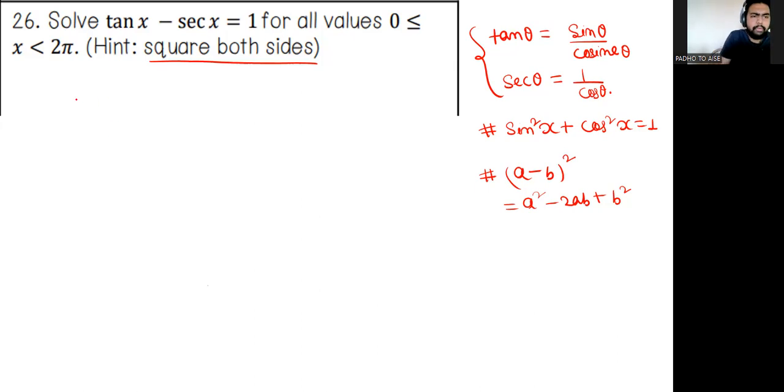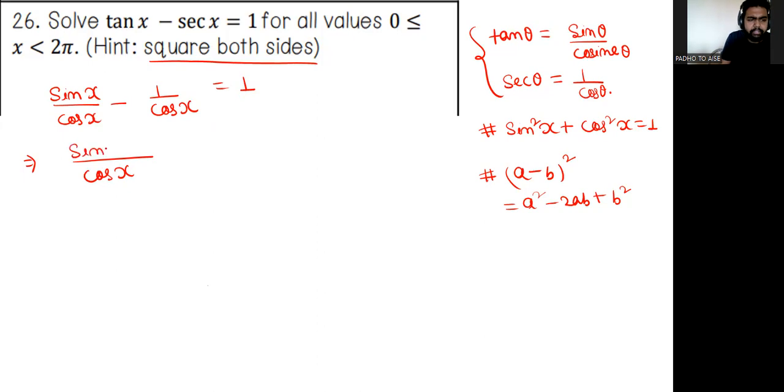So how can tan x be written? The tangent x can be written as sine x upon cosine x. Sec x can be written as 1 upon cosine x. So like that I'm going to write it equal to 1. After that I'm going to solve. Here the common denominator would be cos x, and I'm going to subtract, so sine x minus 1 over cos x is equal to 1.